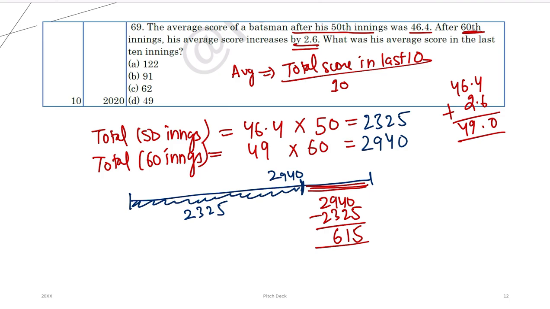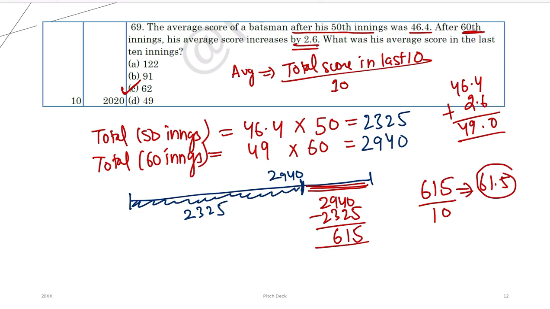So what is his average score in the last 10 innings? In the last 10 innings, he is scoring 615 over 10 innings, so 61.5 is the answer. Right? 61.5 or 62. I hope this is clear. What we are looking at is that we found the total score in the first 50 innings, which was 46.4 into 50.